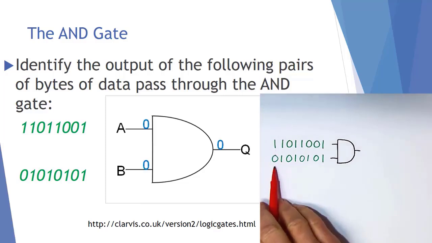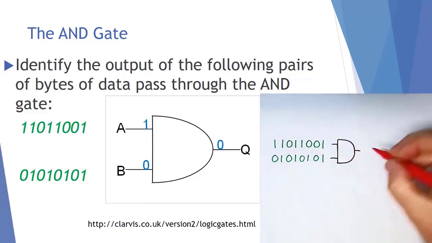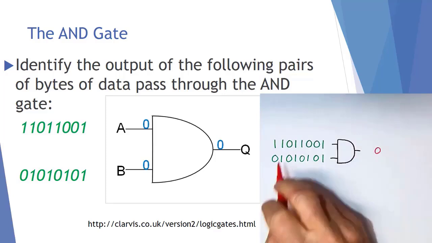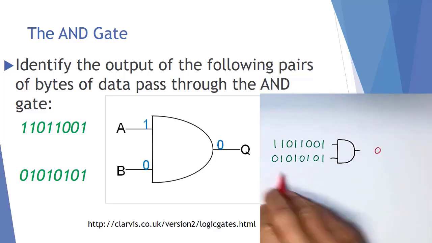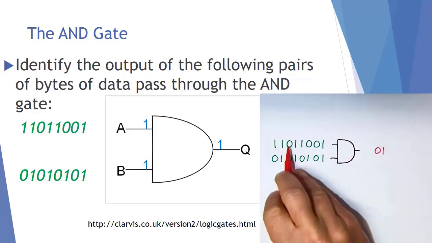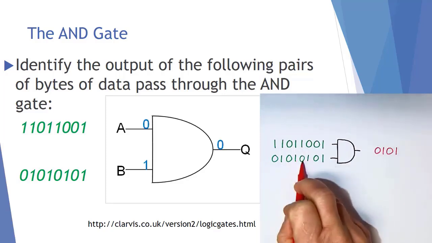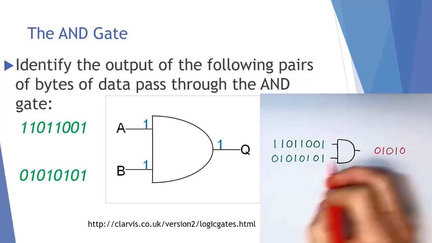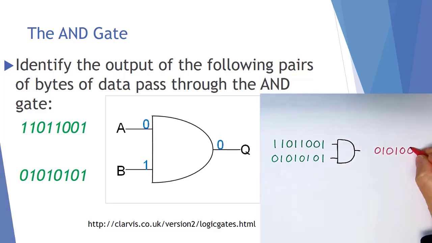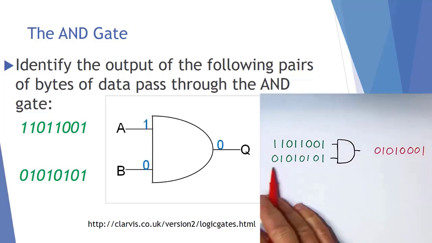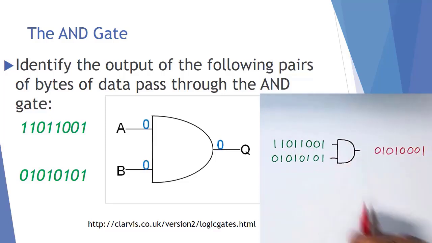When a 1 and a 0 is fed into our AND gate, the output is a 0. When a 1 and a 1 are fed to our AND gate, the output is a 1. 0 and 0 yields an output of 0. 1 and 1 yields an output of 1. 1 and 0 yields an output of 0. 0 and 1 is 0. 0 and 0 is 0. And 1 and 1 is 1. So if that byte and this byte are fed through an AND gate, this will be the output byte of that AND gate.